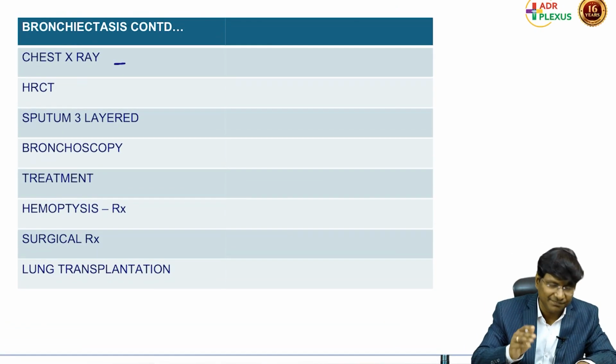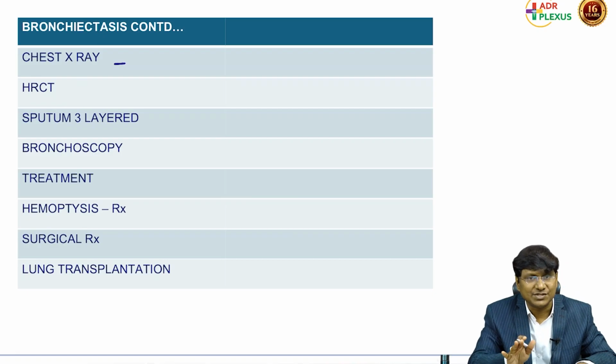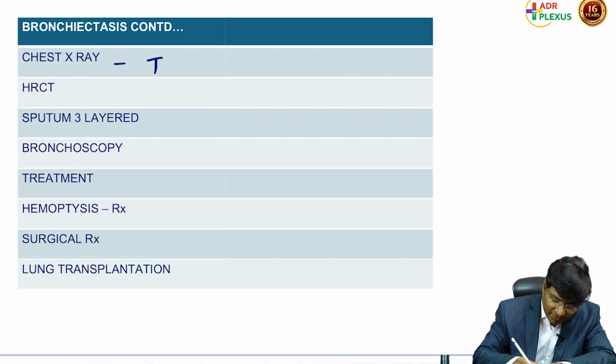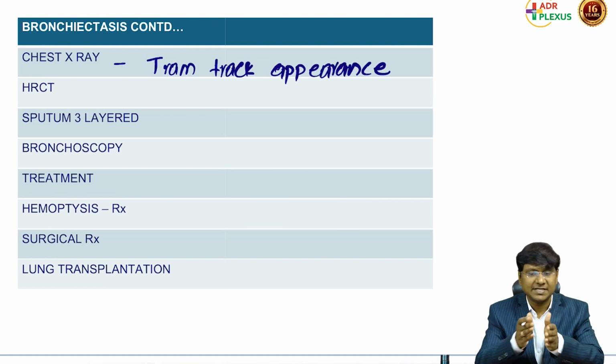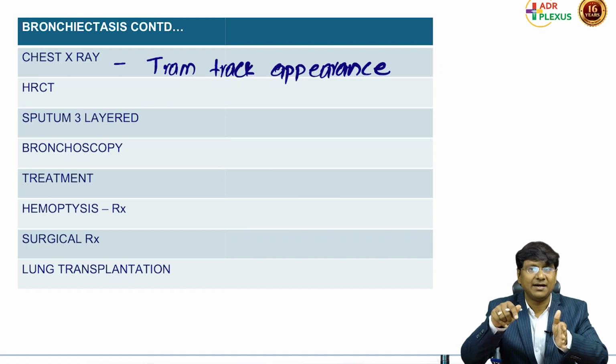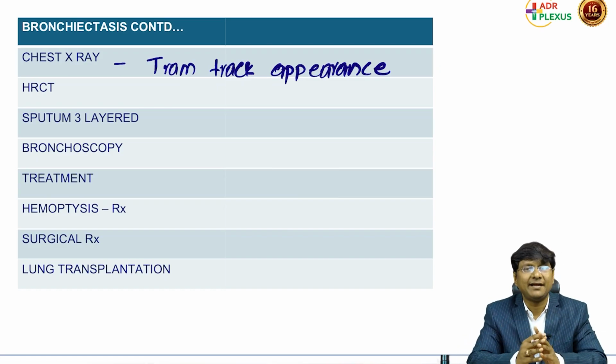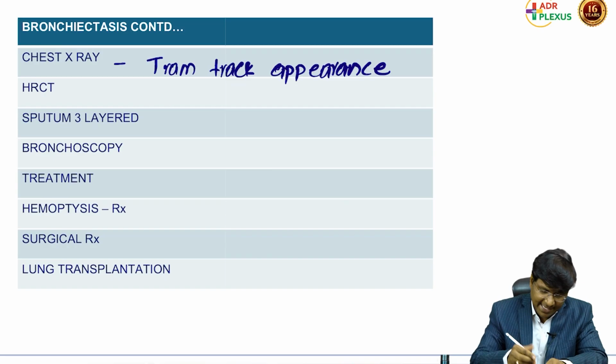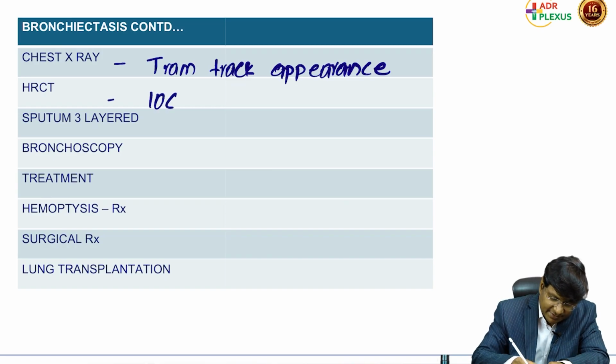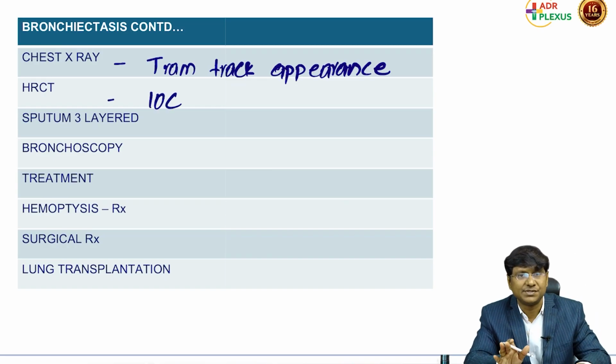One important is the chest x-ray. So what the chest x-ray shows is they'll have this classical tram track appearance, because I'll show you the x-ray. The airway is abnormally irreversibly dilated by more than 2 mm. This dilated airway and the C-shaped cartilaginous rings, it appears like a tram track appearance, okay? And the HRCT is considered as the investigation of choice, right? HRCT is the investigation of choice.